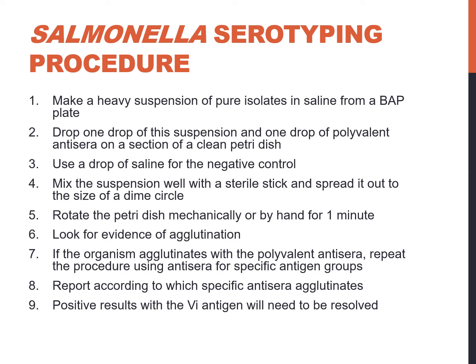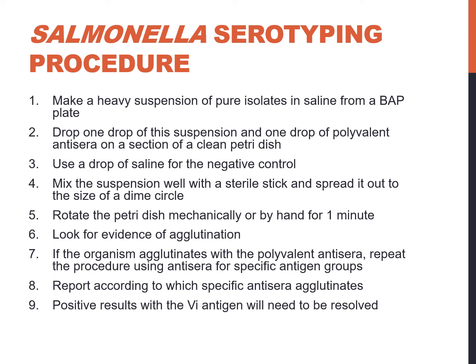We're going to mix our suspension with the sterile stick and spread it out, and then rotate the plate by hand for about a minute, and we look for evidence of agglutination. If our organism agglutinates with the polyvalent anti-sera, then of course we're going to repeat the test using very specific anti-sera. The polyvalent anti-sera includes groups A, B, C1, C2, D1, and D2. And basically, if your polyvalent anti-sera clumps, then it means that it is one of those specific antigen groups.